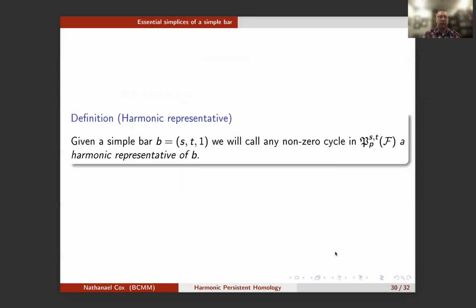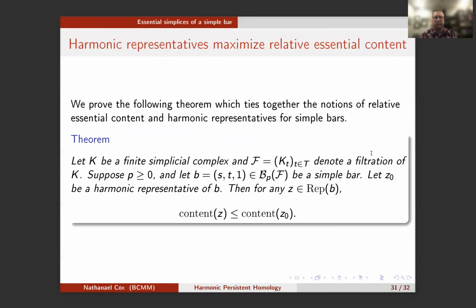And connecting this back to the harmonics, if you have a simple bar, any non-zero cycle in this subspace we will call a harmonic representative of B, which leads us to the following theorem: harmonic representatives maximize the relative essential content. So if you have a simple bar and two representatives of B, and one of them is the harmonic representative, then the essential content of the harmonic representative is going to be greater than or equal to the essential content of any other representative.